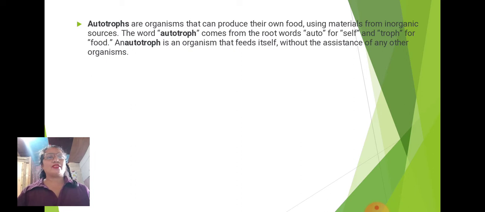Auto comes from the root word meaning self, and troph means food. Autotrophs is an organism that feeds itself without the assistance of any other organisms. For example, grass. Grasses are plants.